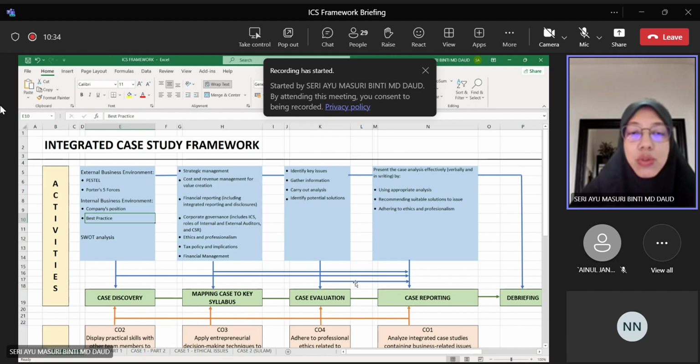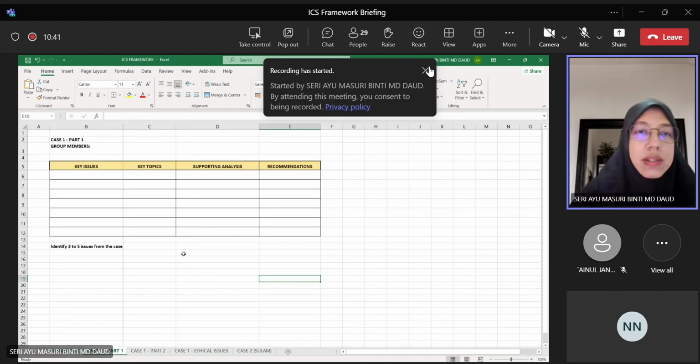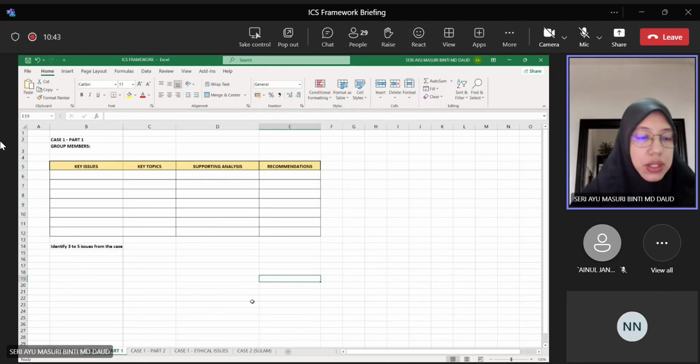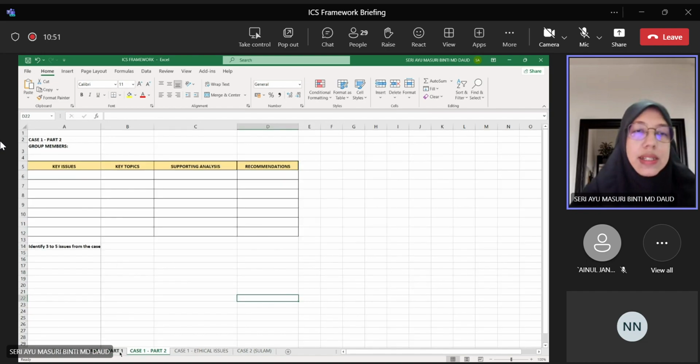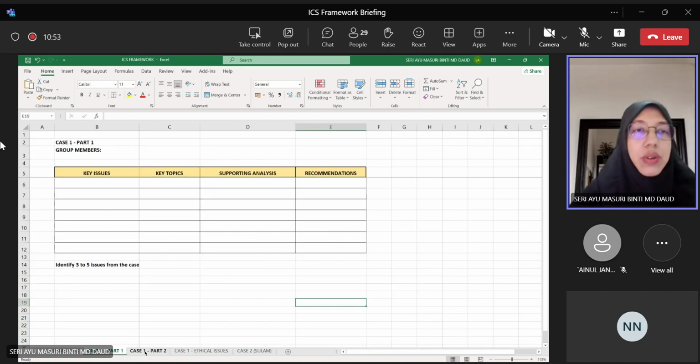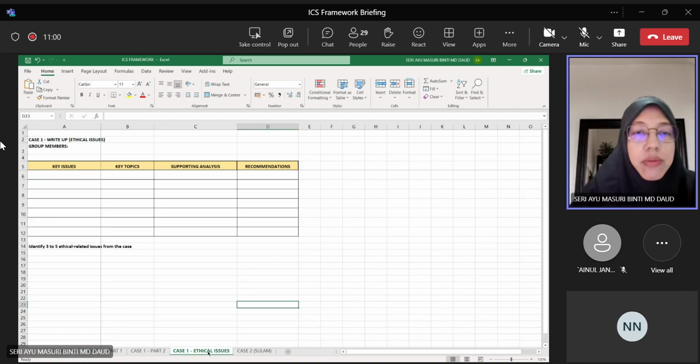So basically there are two components. Number one is the mapping, the map. And the second one is really the template. I will call it the case dissection template. Here you can see there is already a case 1, part 1, part 2. Actually they are the same, but I made them separately so that you are aware that you need to use the template for both parts 1 and 2.